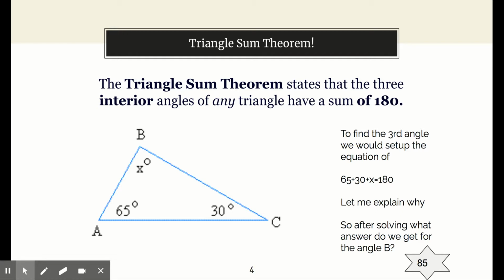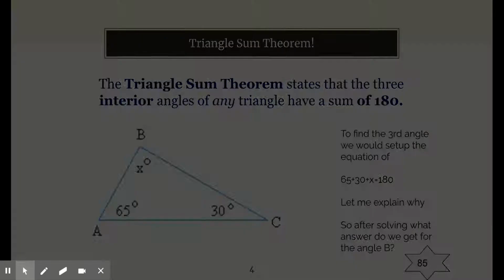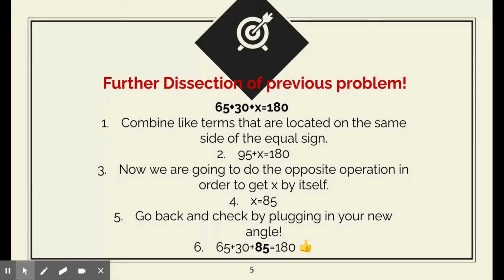I know I just talked through it, but guess what? I'm going to show you through it now, okay? So for further dissection of the previous problem. All right, again, we had 65 plus 30 plus x equals 180. We're going to combine the like terms that are located on the same side of the equal sign. So 65 plus 30 is 95, right? So we have 95 plus x equal to 180.